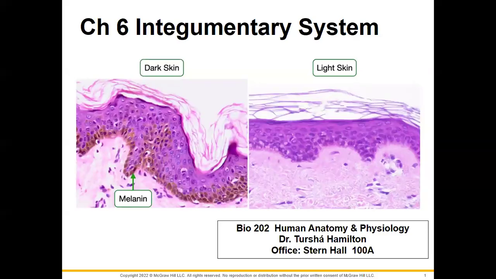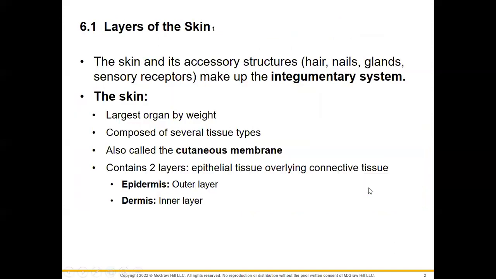Welcome to chapter 6. This chapter, we're talking about the integumentary system, which is the system that is composed of the skin and all the associated structures. The skin and its accessory structures. Some of the accessory structures of the skin are the hair, the nails, the glands, like your sweat glands, your oil glands, and your sensory receptors. All of those things together make up the integumentary system.